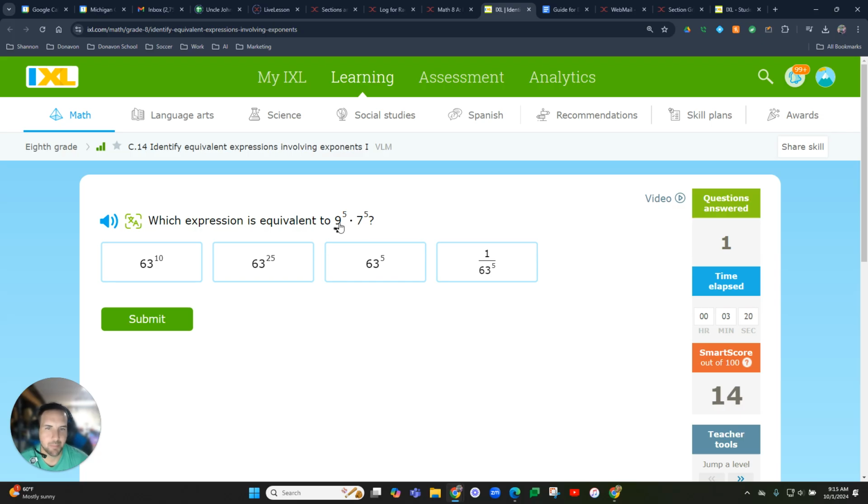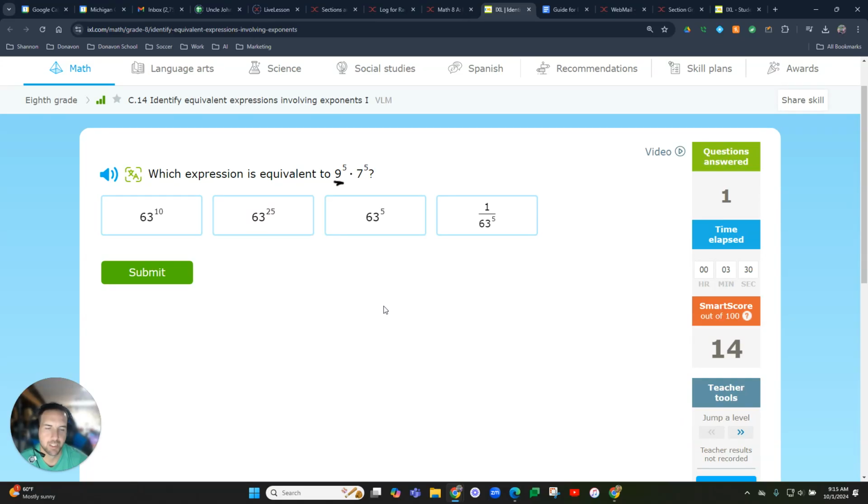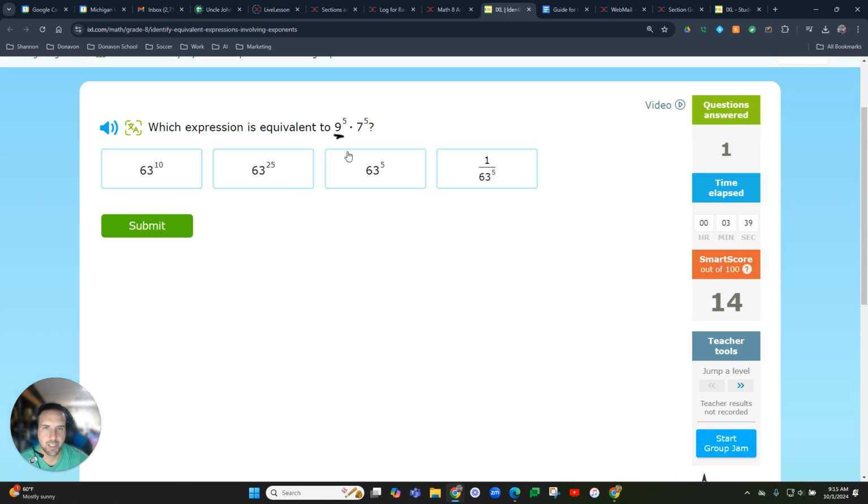But it has different bases. So one has a 9, one has a 7. So we would normally say that we can't combine these. However, if you have the same exponent, this is actually a completely different rule that we did not go over in the unit, but if you have the same exponent, you can actually just multiply the bases in this case. That is the only time you can do that.